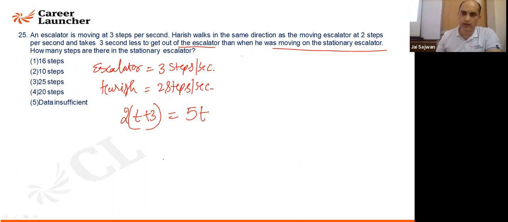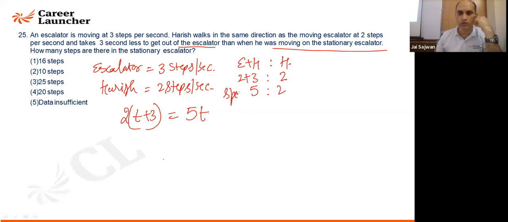What is constant, by the way? It is the number of steps in the escalator that is constant. Either the escalator plus Harish is going, or only Harish is moving. Here the speed is 2 plus 3. Here the speed is only 2. The ratio of speed is 5:2. The ratio of time taken will be 2:5. Right? The gap between them is 3 ratio units, which is equal to 3 seconds.